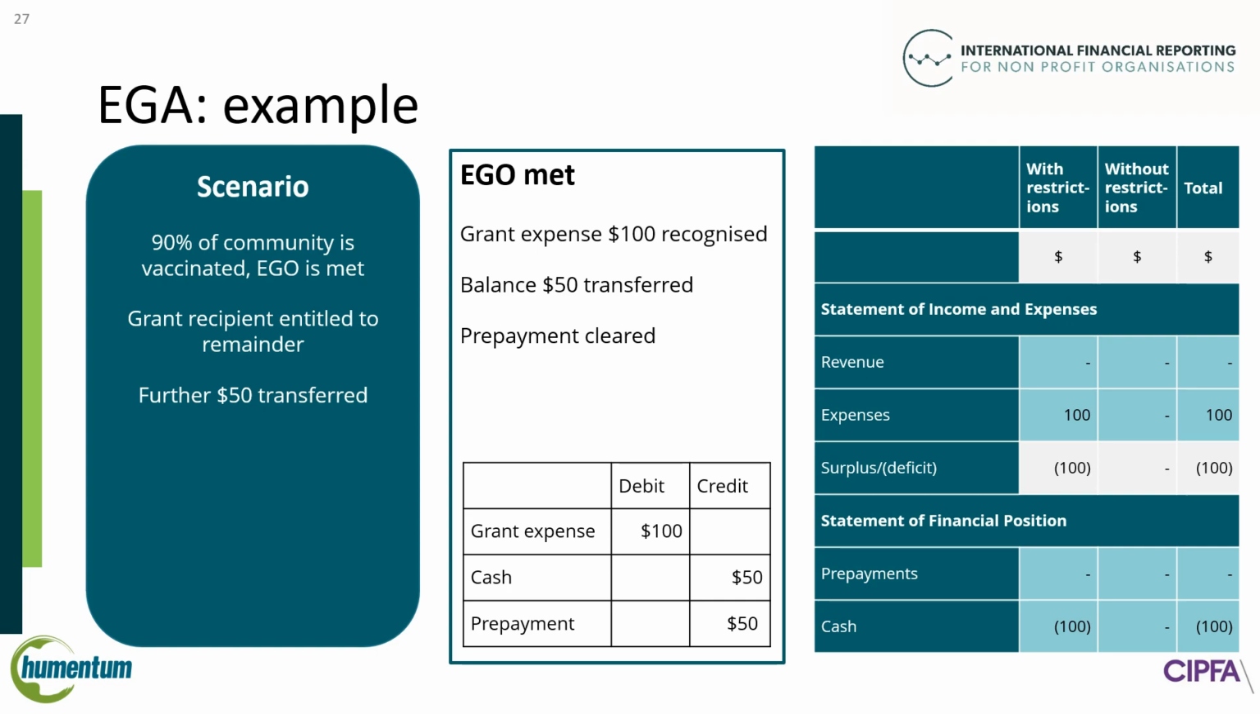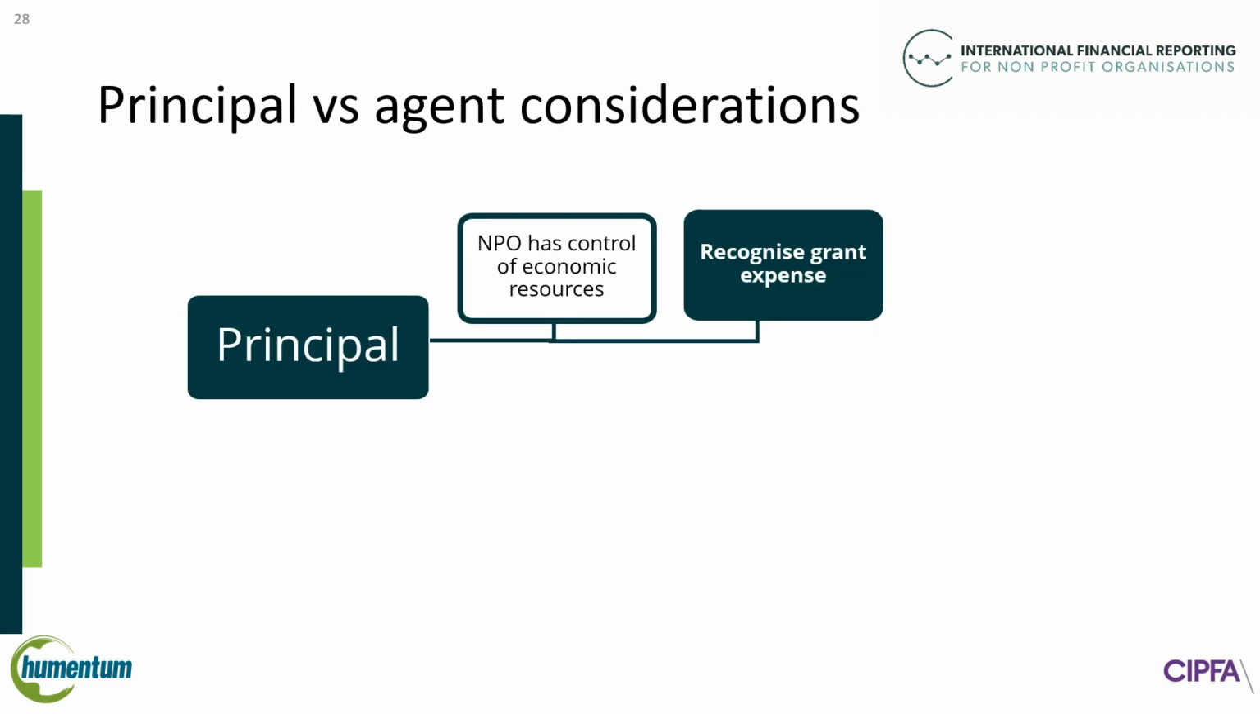6 months later, through monitoring arrangements it has put in place, the grant-providing NPO is notified that the grant recipient has achieved a 90% vaccination rate. The grant recipient is now entitled to payment of the remainder of the grant. The grant-providing NPO transfers a further $50. At the same time, it derecognizes the prepayment asset it originally created and recognizes a grant expense of $100 in the statement of income and expenses.